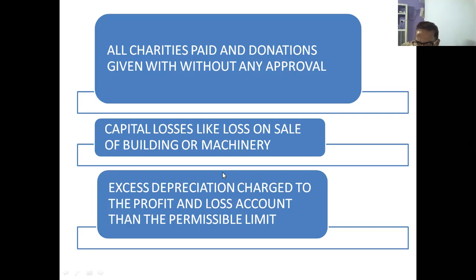Next, excess depreciation charged to the P&L account than the permissible limit. Suppose depreciation as per the income tax rules is, let us say, 20,000. Okay, the depreciation that can be charged on the particular fixed asset is 20,000, but you charged 30,000. The excess amount should be added back. Excess 10,000 should be added back.